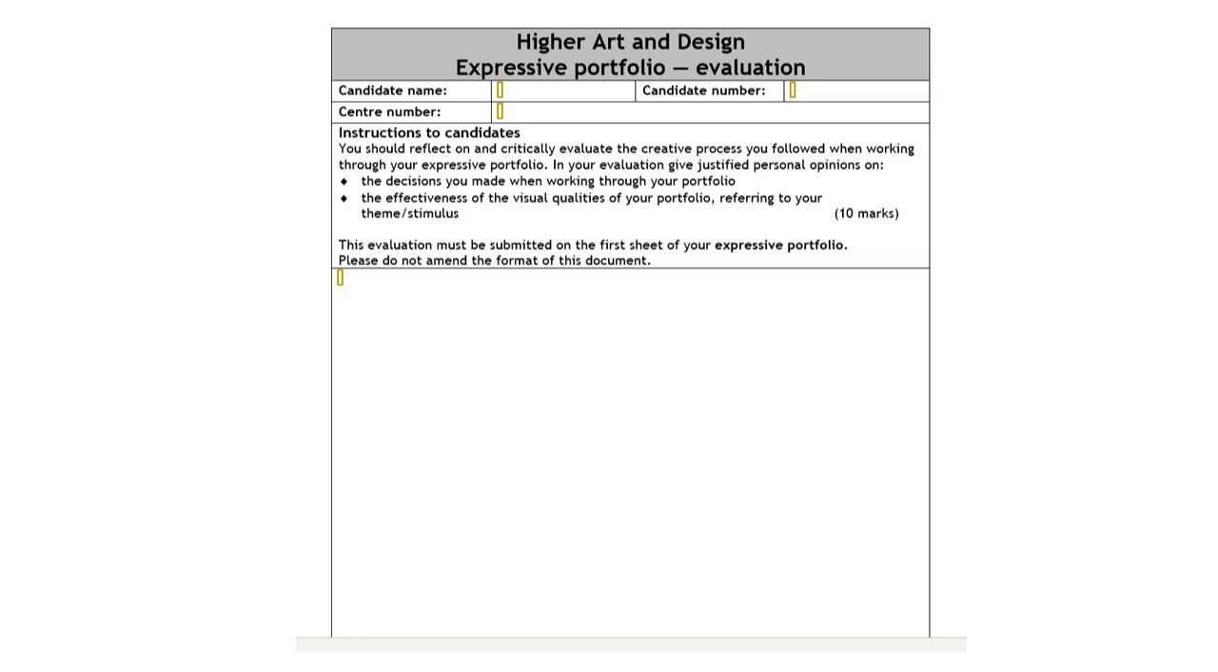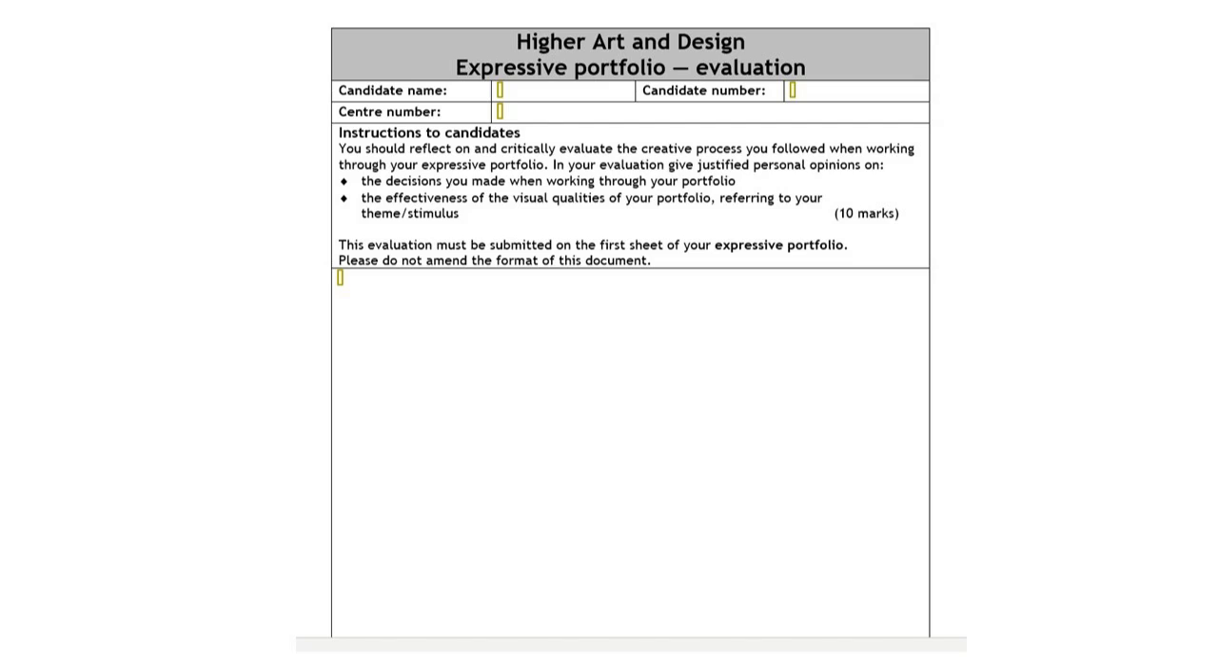There's a great line there where they say justified personal opinions. I recommend that you think back to the prompt words that you've used and studied for the exam and apply those words to your own work. Now, you can write about any part of the creative process, okay? You can write about why you liked an investigation piece and how that then led you to make a choice in your development piece.